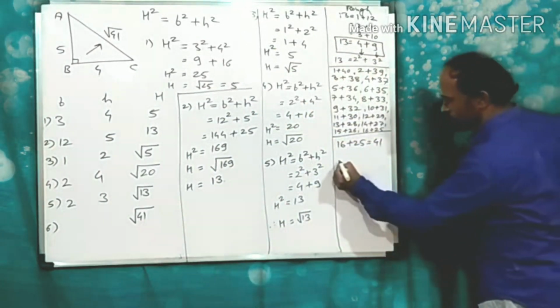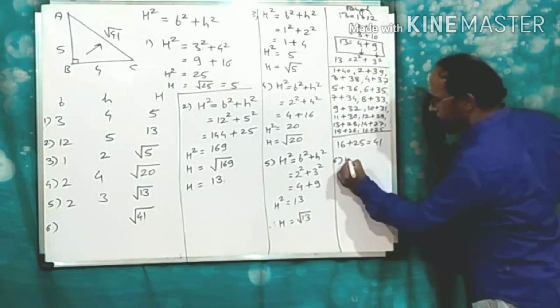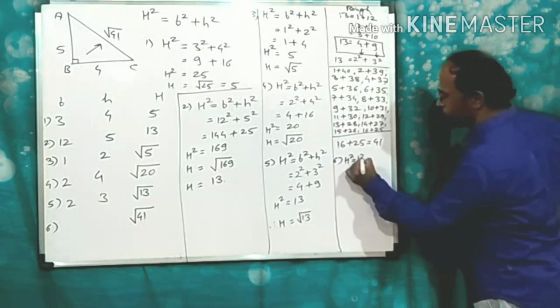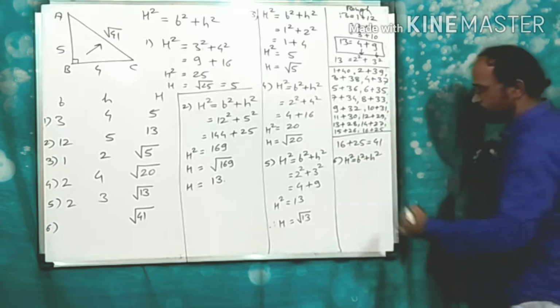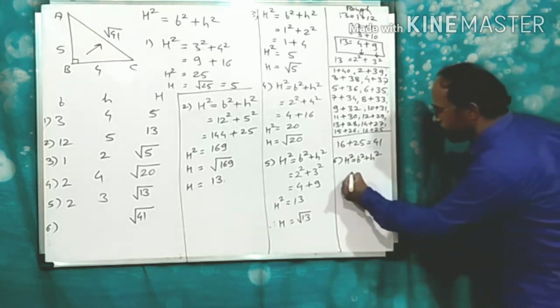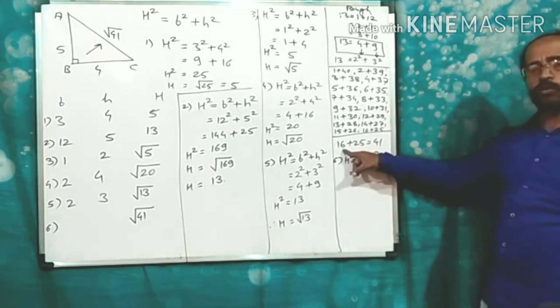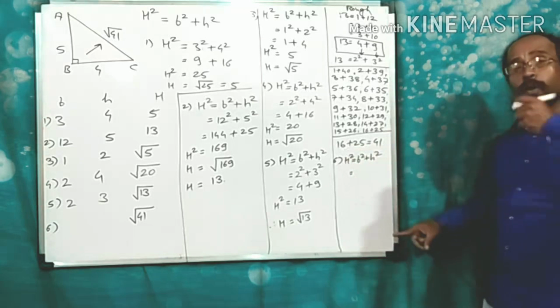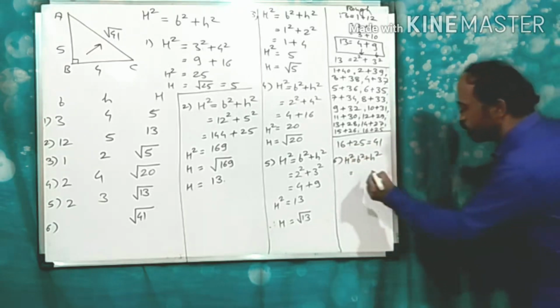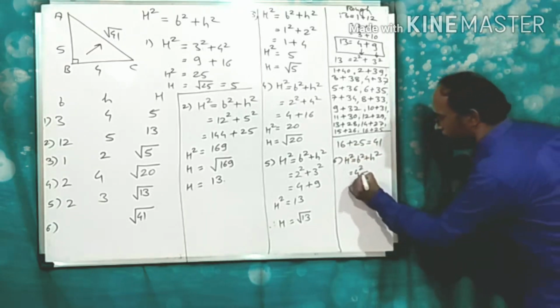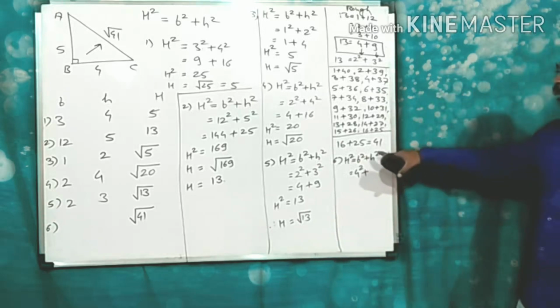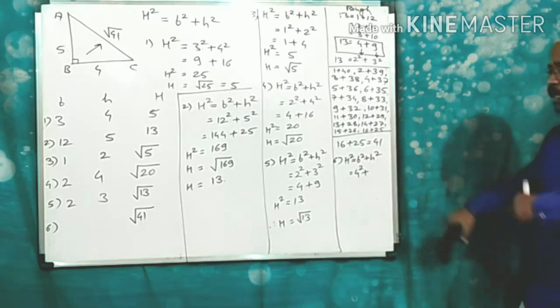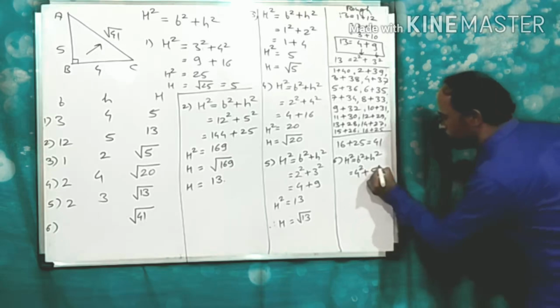According to Pythagoras theorem, hypotenuse square is equal to base square plus height square. Right, students? Suppose base square is equal to 16. Base square is 16. Means what will be base? Base is equal to 4. Height square is equal to 25. So what will be the height? Height is equal to 5.